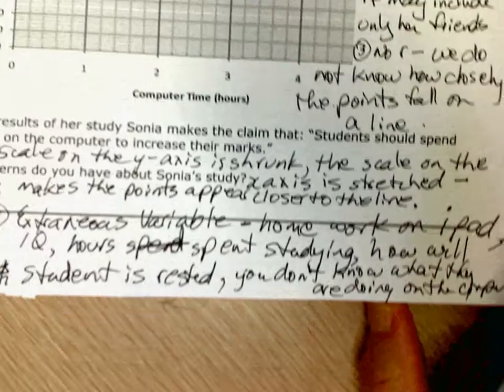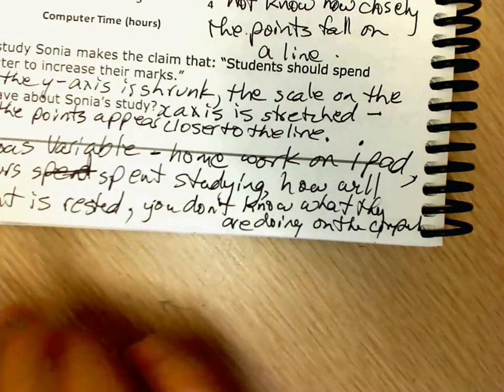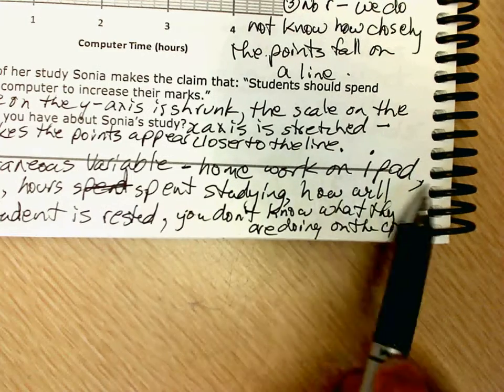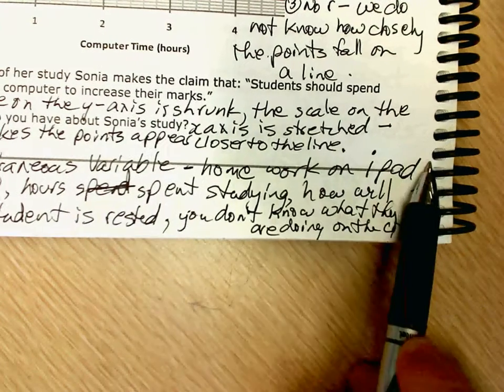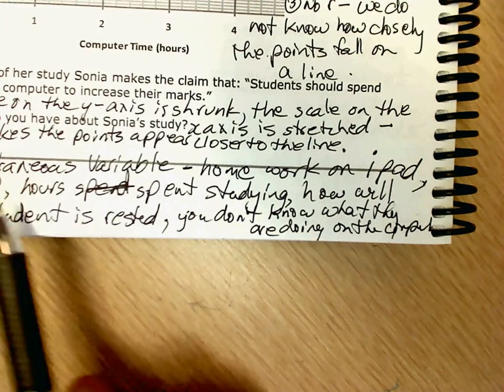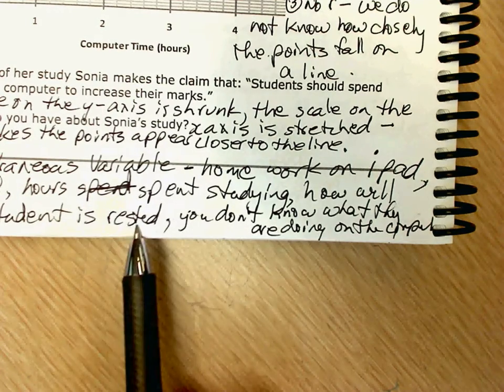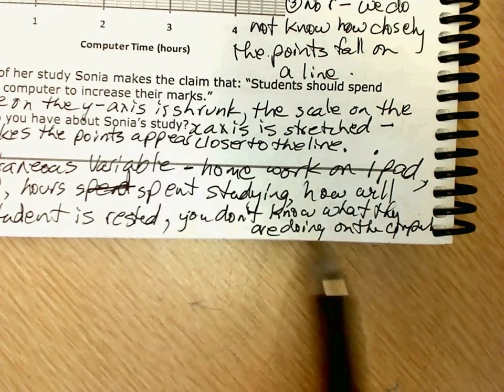It's very tight. Can I read it? Extraneous variables. Some people might do the homework on an iPad and count that as computer time. A person's IQ, hours spent studying, how well the student is rested. You don't know what they're doing on the computer.